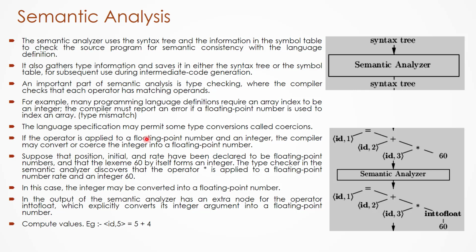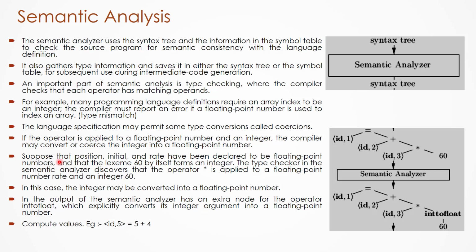If the operator is applied to a floating point number and an integer, the compiler may convert or coerce the integer into a floating point number. Suppose we are going to do some operation on a floating point number and an integer, that integer will automatically be converted to floating point. That automatic type conversion or coercion happens in semantic analysis.